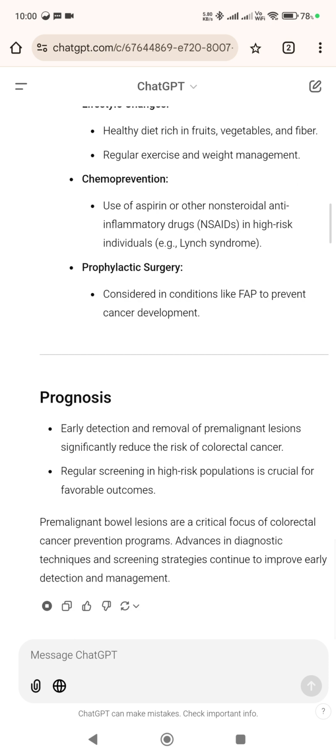Prognosis. Early detection and removal of premalignant lesions significantly reduce the risk of colorectal cancer. Regular screening in high-risk populations is crucial for favorable outcomes. Premalignant bowel lesions are a critical focus of colorectal cancer prevention programs. Advances in diagnostic techniques and screening strategies continue to improve early detection and management.